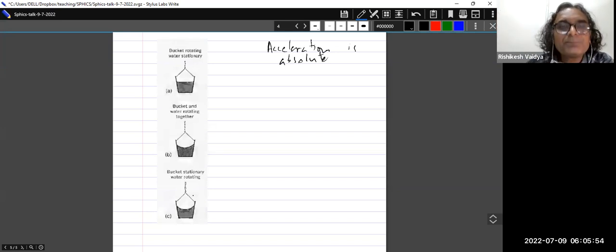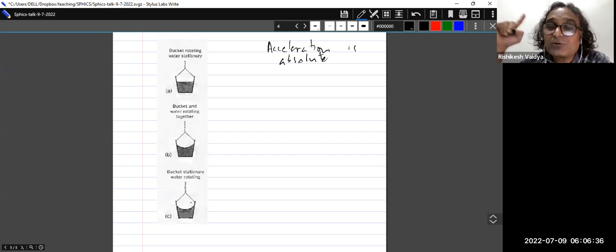And why does it prove that this water is rotating with respect to the fixed stars? Simply because in case one, there is a relative motion between the water and the bucket, yet the surface of water is flat. In case two, there is no relative motion between water and the bucket, yet the surface is curved. And in case three, again, there is a relative motion between the water and the bucket, yet the surface is curved. So the question is, this water spins with respect to what? It is with respect to the fixed stars.